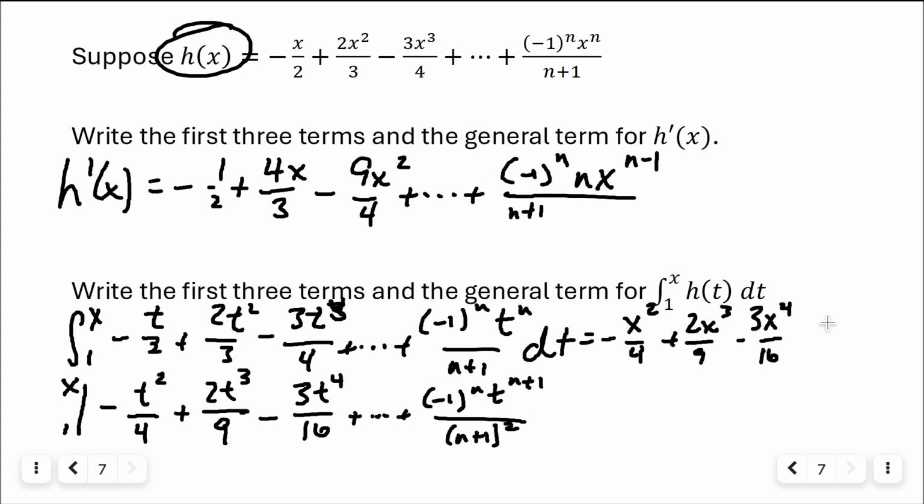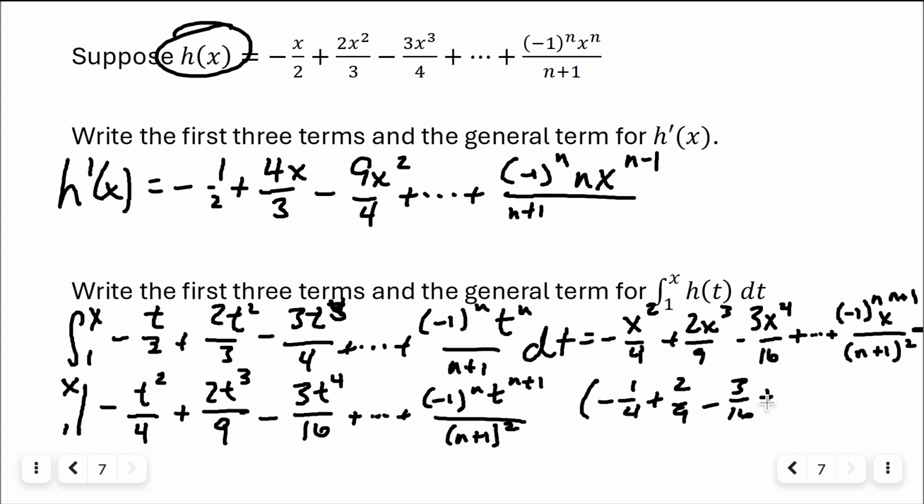And the general term would be negative 1 to the n, x to the n plus 1 over n plus 1 squared minus, then I'm going to substitute 1 in. So that's negative 1/4 plus 2/9 minus 3/16 plus negative 1 to the n. That's going to be 1. That's going to be 1. 1 to the n plus 1 is 1 over n plus 1 squared. And that's the idea. That's what you should be able to do.